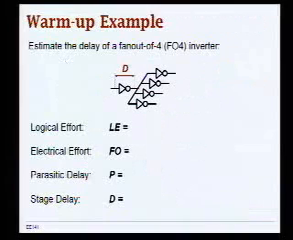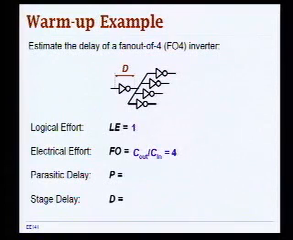Let's do first a couple of examples and then see how we can handle multi-stage networks. So let's now estimate the delay of a fan-out of 4 inverter. In particular, we want to estimate the delay of this guy over here. Now we start from basic definitions. You remember, step 1, determine the logical effort of the gate. So what's the logical effort over here? 1, correct. That's by definition. Now the electrical effort, or just the fan-out in this case, is equal to 4, correct.